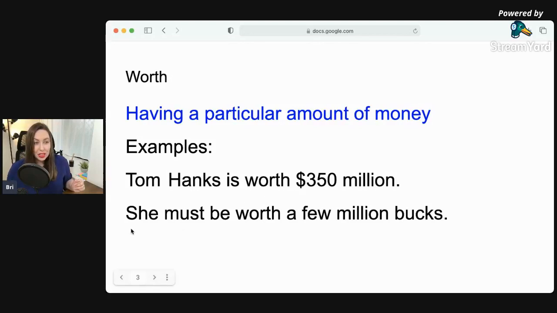She must be worth a few million bucks. I put bucks in here just to change it up a little bit. If you know what bucks are, bucks means dollars. This is kind of a casual way to say dollars in English. So a few million bucks means a few million dollars.